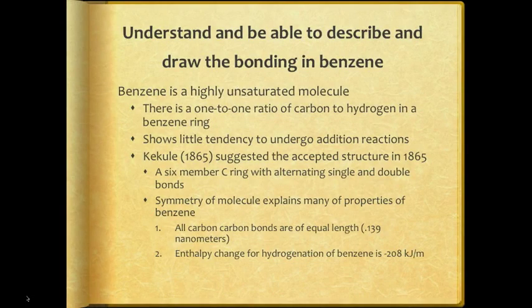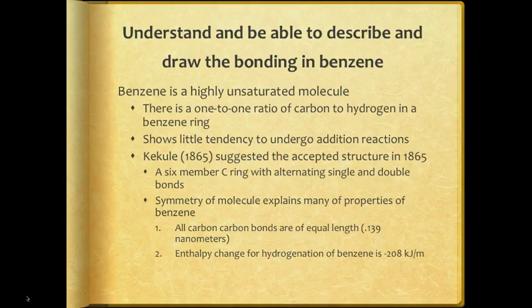Well, we've looked at aspirin and acid anhydrides and acyl chlorides. Now let's look at benzene. Benzene is a highly unsaturated molecule, C6H6. There's a 1-to-1 ratio of carbon to hydrogen. It shows little tendency immediately to undergo addition reactions.